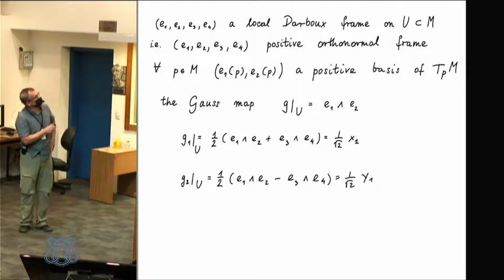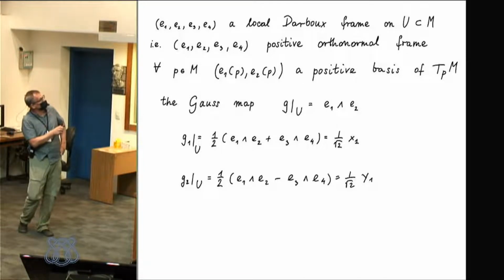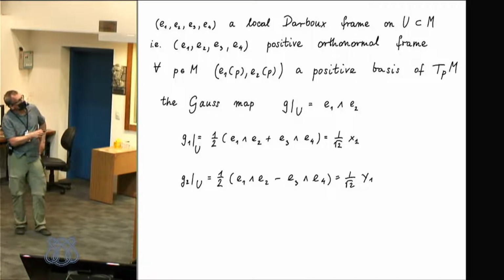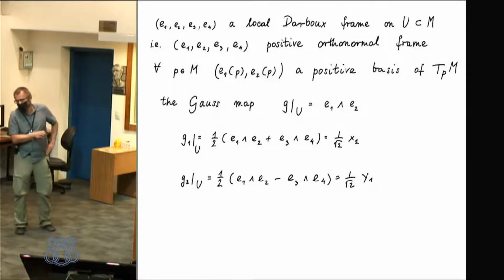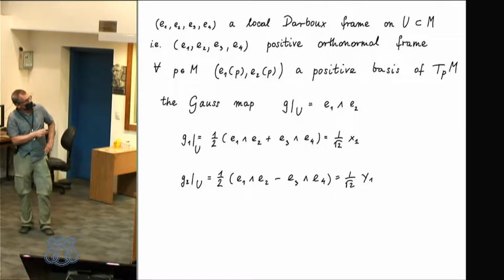So we now use something which we call a local Darboux frame on U. What do we mean? We have a positive orthonormal frame such that, on some open subset U of M, for any point P in M, we take that E1(P) and E2(P) is a positive basis of T_P M. It is, of course, an orthonormal basis of T_P M. And the Gauss map, if you use these Plücker coordinates, restricted to U is just E1 wedge E2.